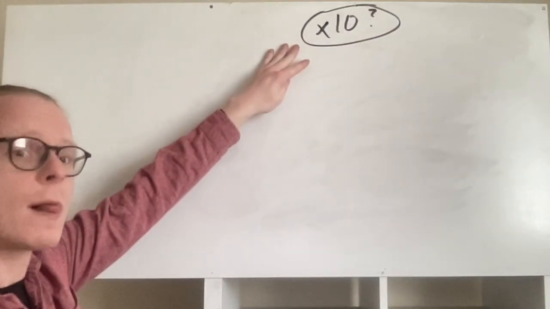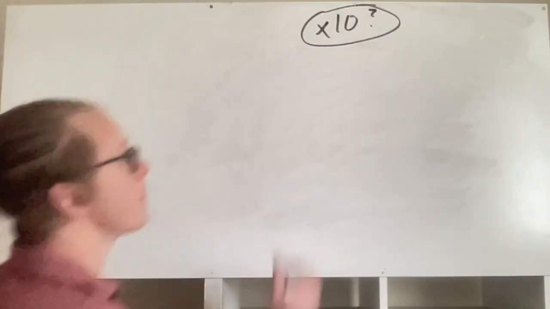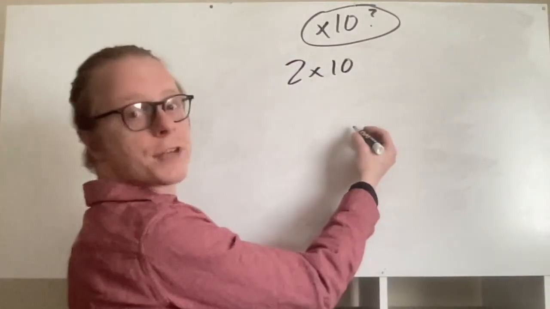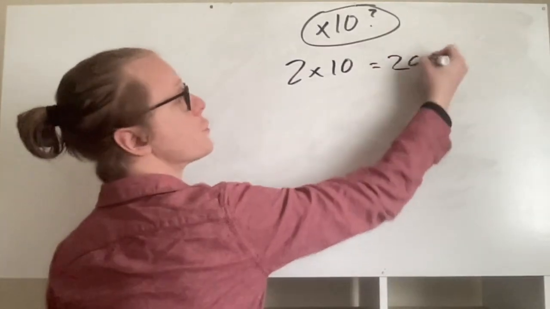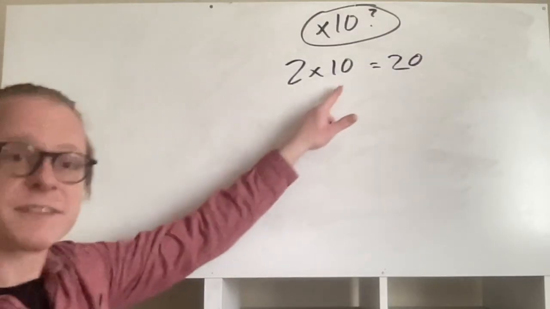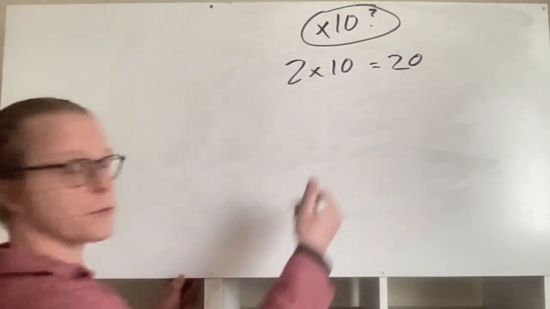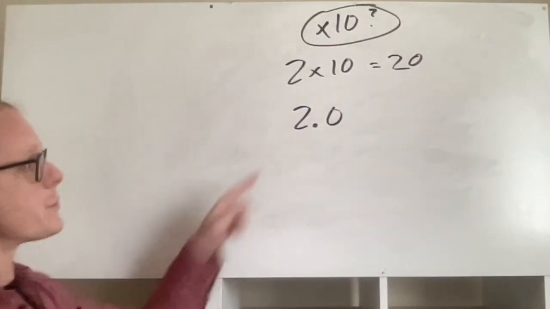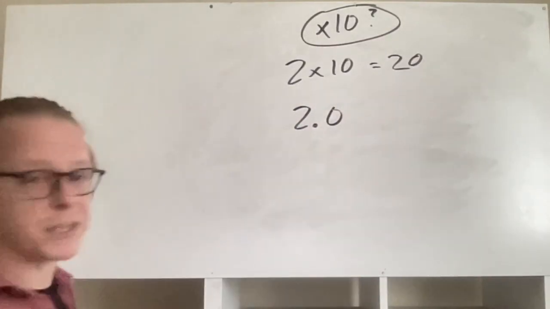Okay, so before we finish up with long division with decimals, I want to briefly review what happens to a number when we multiply by 10, okay? So let's take an example of 2 times 10. We know that 2 times 10 gives me 20. So one way to think about it is, when we multiply by 10, we add a 0. Okay, but now that we're talking about decimals, let's think about it in terms of the decimal point, right? 2 is the same as 2.0.